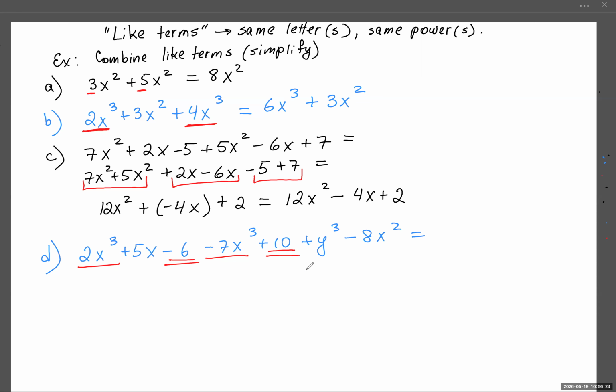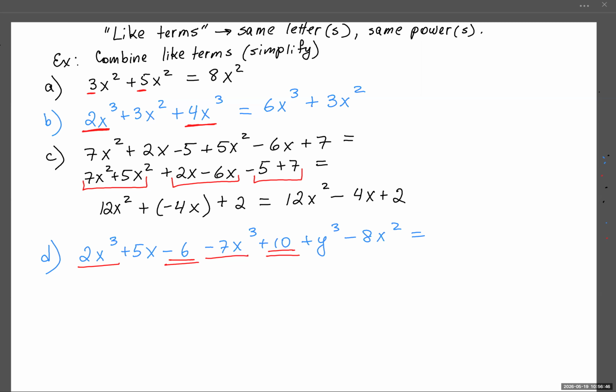Y cubed. Now, it is to the third power, just like the x's, but it is a different letter, so it does not belong with the x cubes. It will stay on its own. And then minus 8x squared also will stay on its own. There's no other x's that are squared in this problem. So the only things that we are combining is the x cubes and the numbers without any kind of x's.